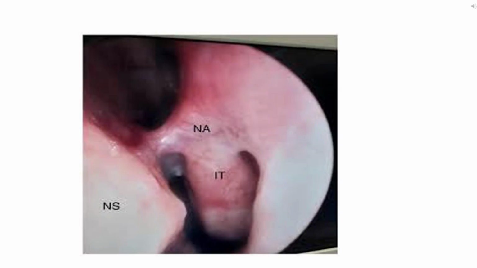We can see the adhesion or synechia formation between the lateral wall and medial wall of the nose. There is the inferior turbinate and then there is the nasal septum, and there is adhesion between these two. So this is the typical nasal synechia formation.